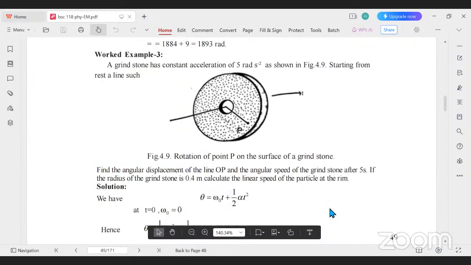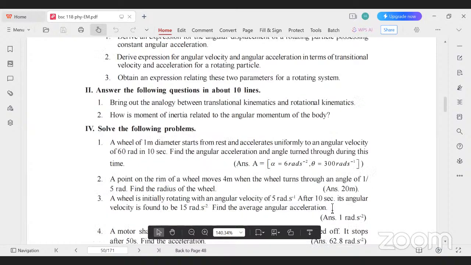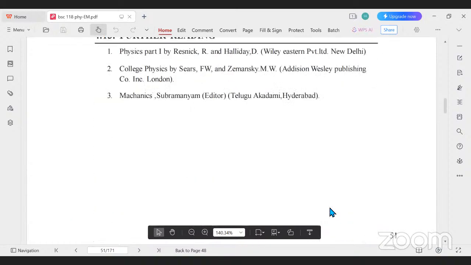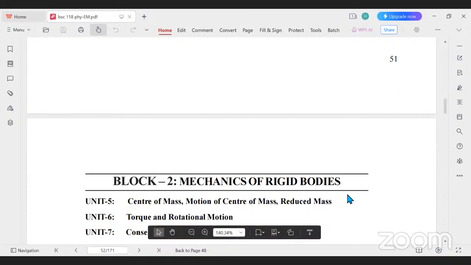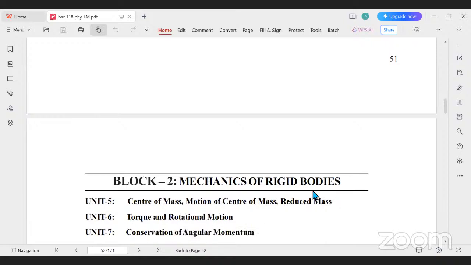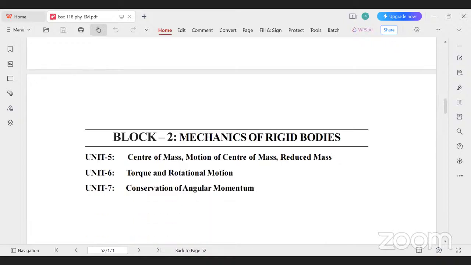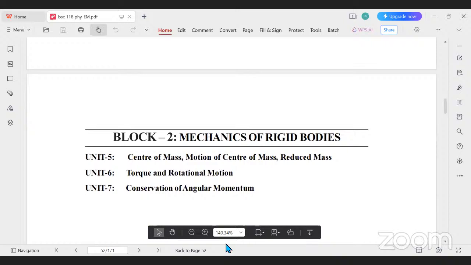So the next unit will be mechanics of rigid bodies. Here you have two subdivisions of how the mechanics of a rigid body works. Here you have the center of mass, motion of the center of mass, reduced mass, torque and rotational motion, conservation of angular momentum. So now you understood what a rigid body is. Now you understood what mechanics is.